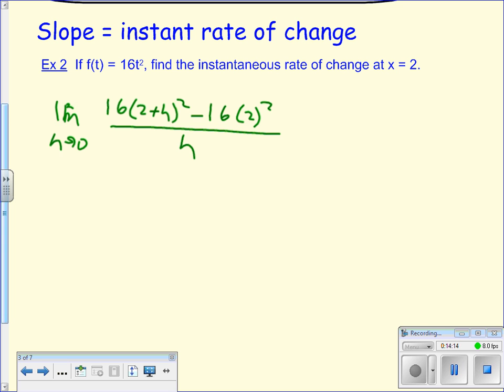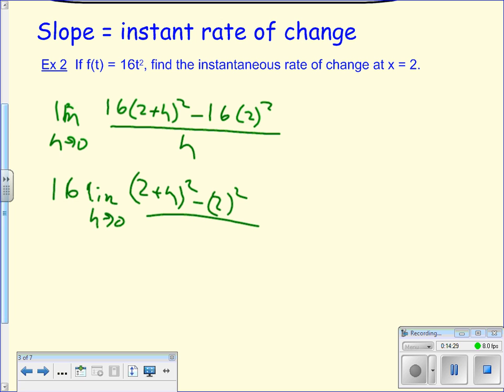First thing, factor out the 16, pull out the 16. It is 16 times the limit as h approaches 0 of 2 plus h quantity squared minus 2 quantity squared all over h. Because the limit of a constant times a function is the constant times the limit of the function. So I can factor out the 16 and pull it out front and ignore it till I'm done.